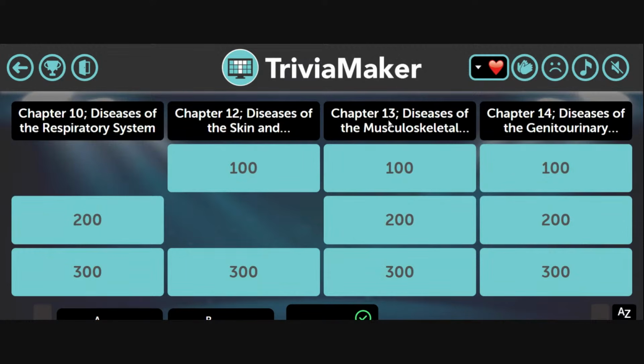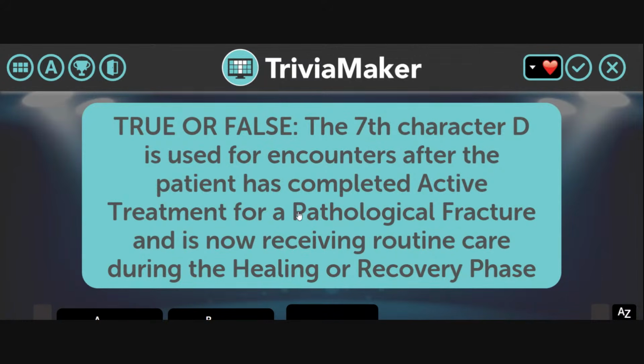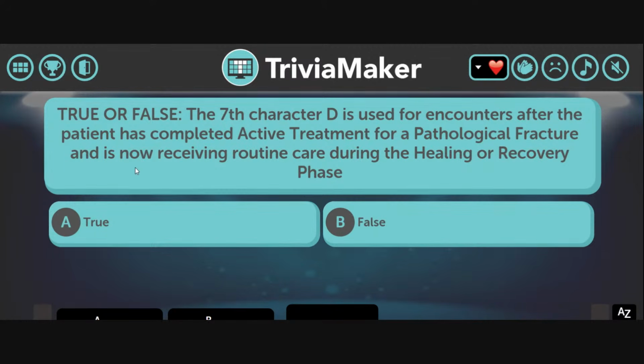Okay, now we're going to move on to chapter 13. Let's do a 300. All right. So, true or false? The seventh character D is used for encounters after the patient has completed active treatment for a pathological fracture and is now receiving routine care during the healing or recovery phase. So, what are we using that seventh character for with this treatment for a pathological fracture? What are we thinking? I know this is a long one, so I'll give you guys a few seconds to let it marinate and let me know.